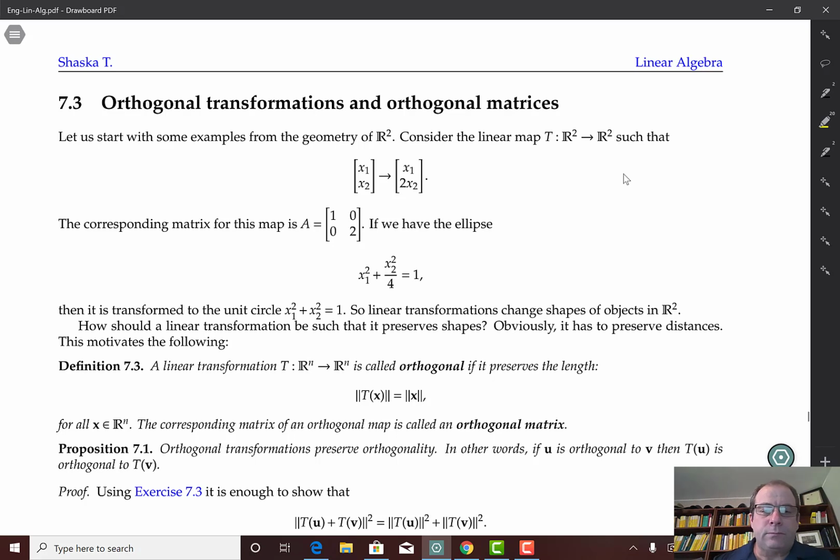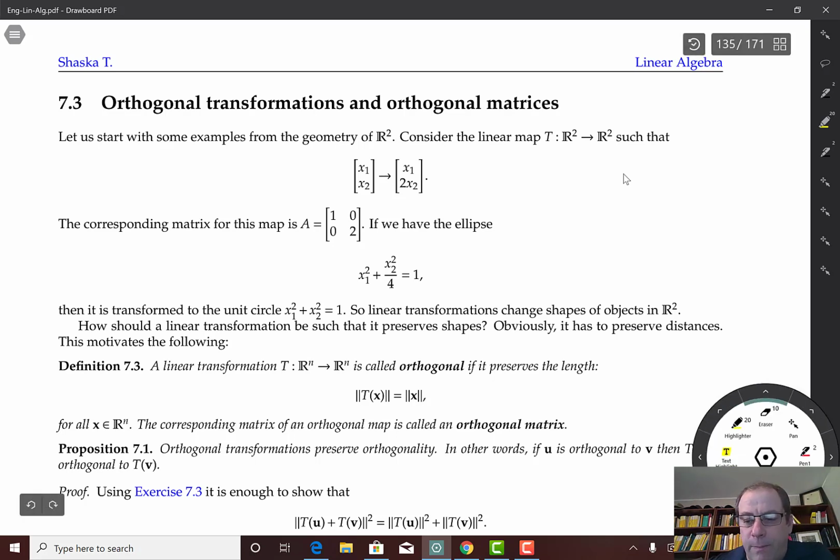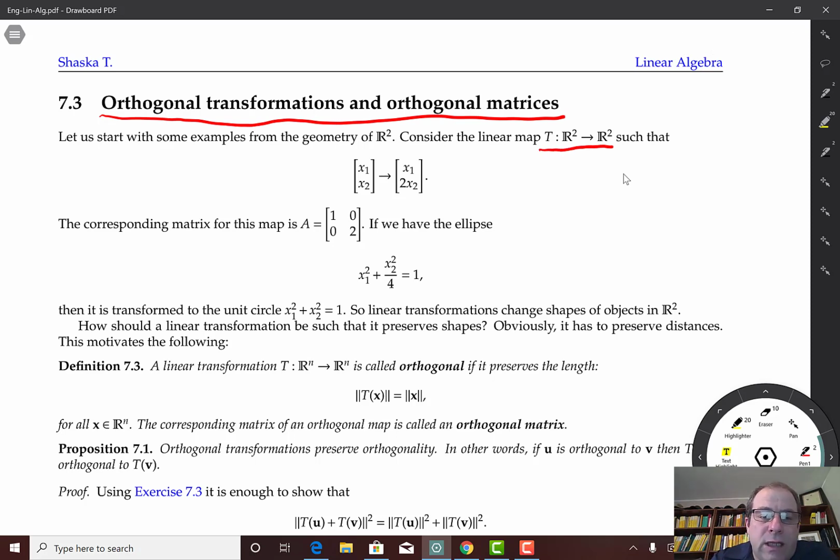So let's just go back and review a little bit this idea of orthogonal transformations and orthogonal matrices. Let's take a linear transformation T from R squared to R squared, such that it sends a vector u with coordinates x1, x2 to another vector with coordinates x1, 2x2. So it's obvious that the matrix for this linear transformation is this matrix A, which happens to be a diagonal matrix with entries in the diagonal 1 and 2, right?